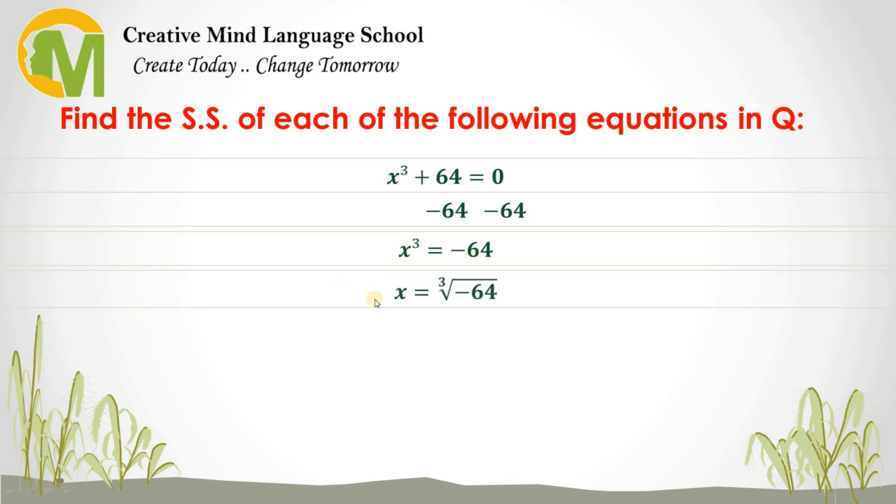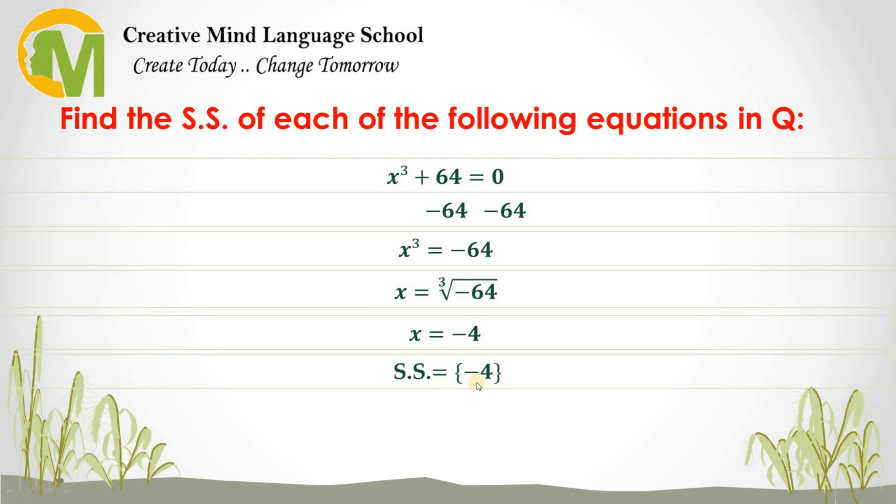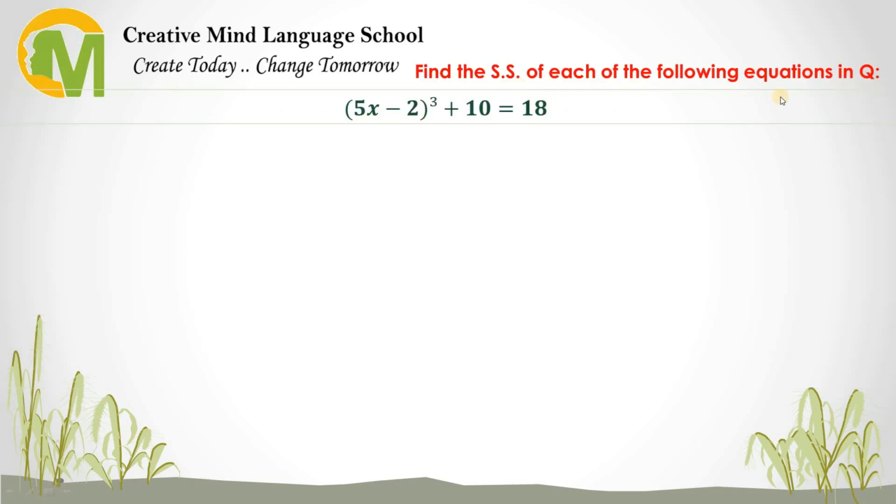After that, we will take the cube root of both sides. When we take the cube root of x to the power 3, the remaining answer will be x, and the other side will be the cubic root of negative 64. As we said, the cubic root of negative 64 is negative 4, so the answer of this equation is x equals negative 4. Then the solution set of this equation equals negative 4 because negative 4 belongs to the rational numbers.